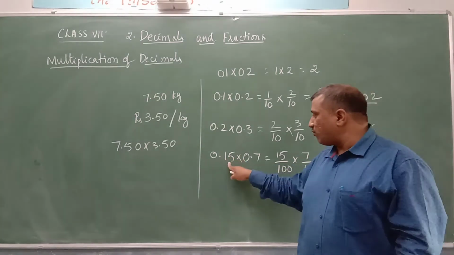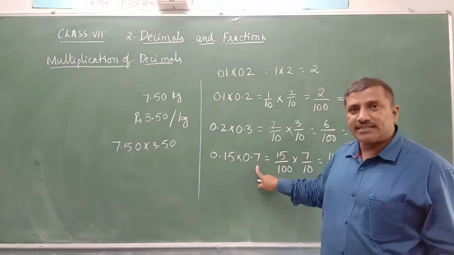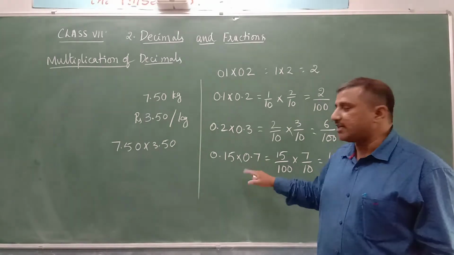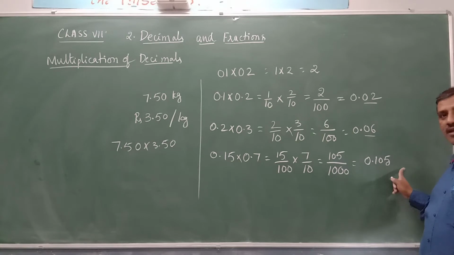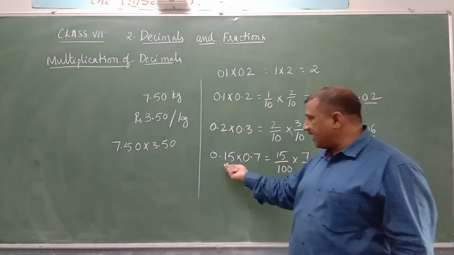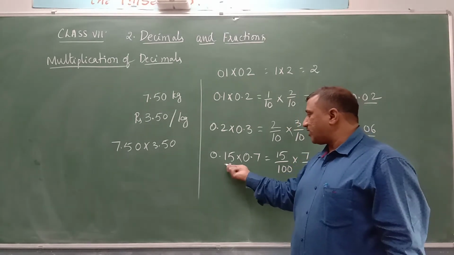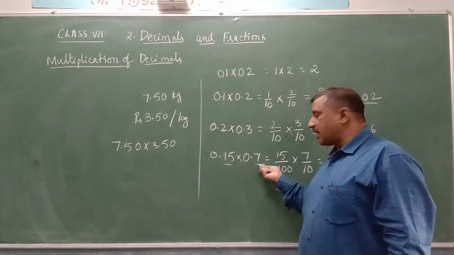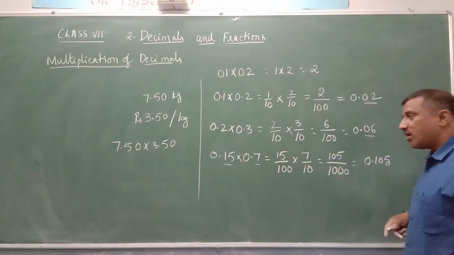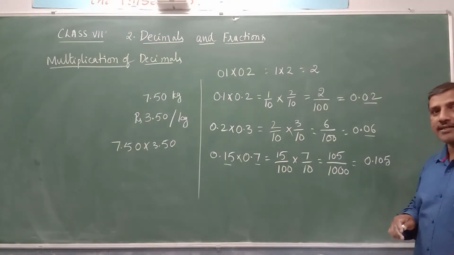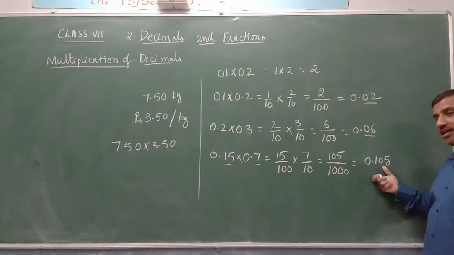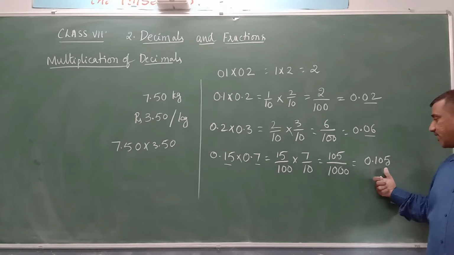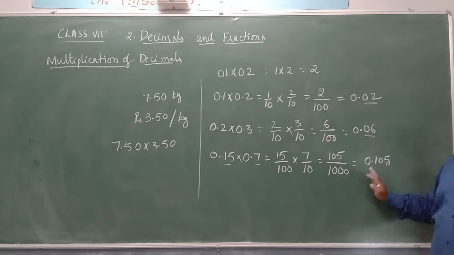Now 0.15 is multiplied with 0.7. Ignore the decimal points and multiply 15 into 7. 15 sevens are 105. And where do we put the decimal point? After 3 digits. Now you check how many digits are there after the decimal point. In the first number 2 digits are there, and in the second number 1 digit is there. So in total we have 3 digits after the decimal point in the given two decimal numbers. So in the product also we put the decimal point after 3 digits from the right side.